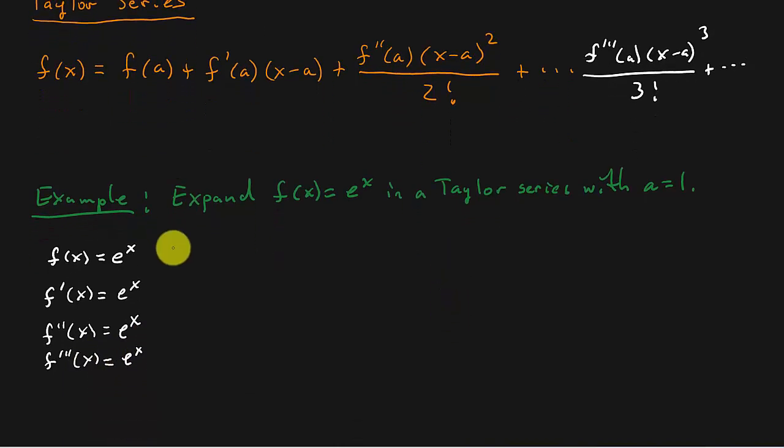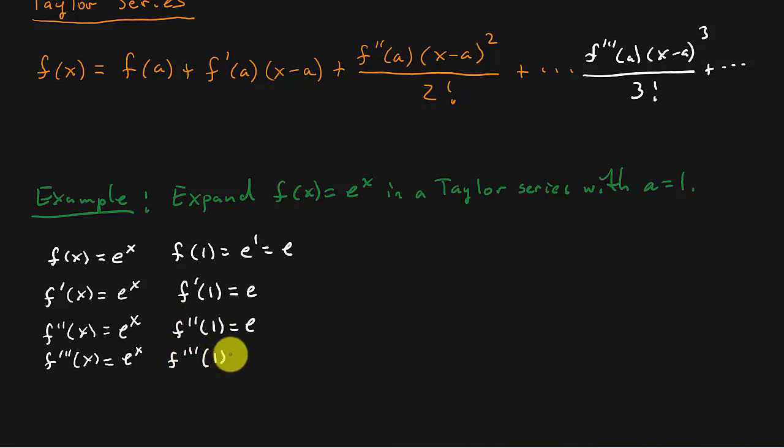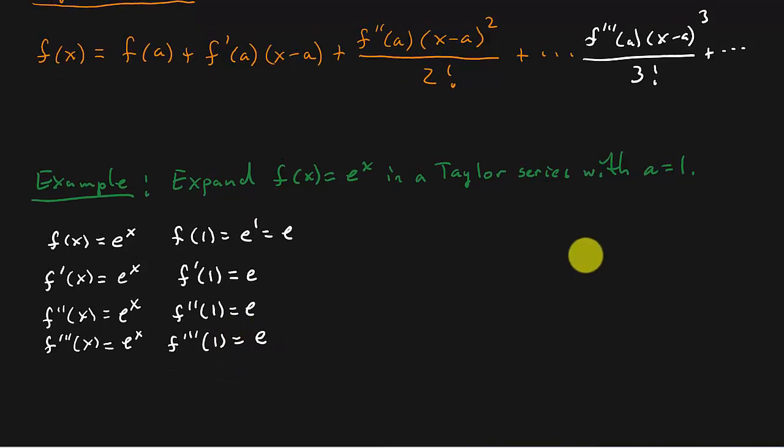And we need to evaluate each one at 1, where a is. We need f of a, f prime of a, f double prime of a, and f triple prime of a. So that's just e to the 1, which is equal to e. And then f prime of 1, well, they're all going to be the same. That equals e, f double prime of 1 equals e, and f triple prime of 1 equals e. All right, and so now we just use this up here, okay?